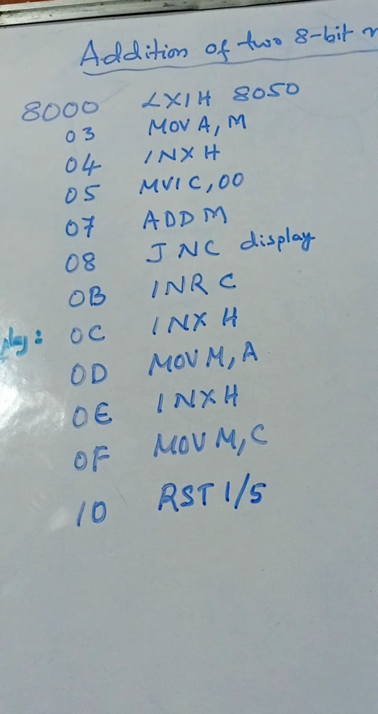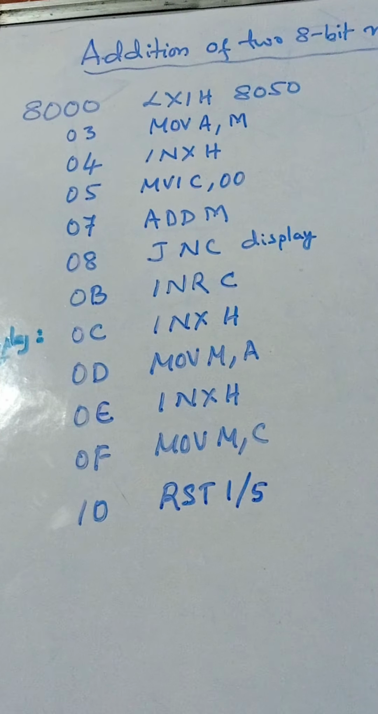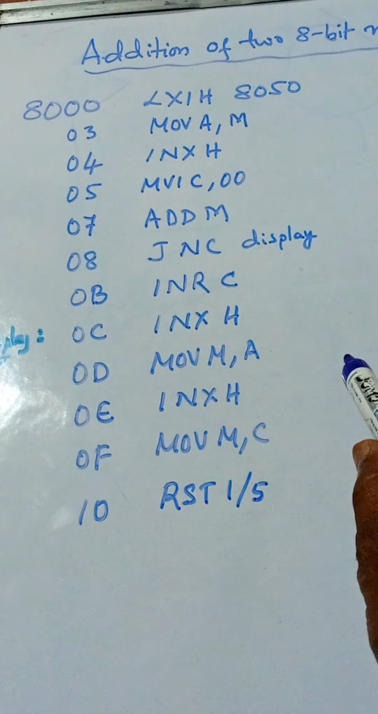Today we will see how to enter the program in 8085 processor and execute the program using ALS kit. Now let us take an example of addition of two 8-bit numbers. The program is as follows.